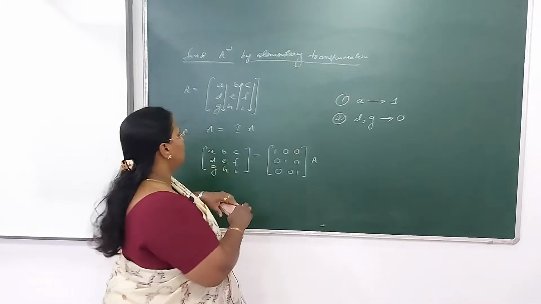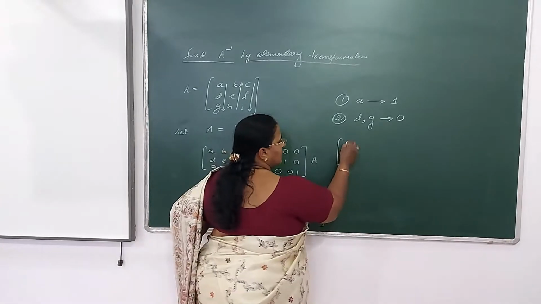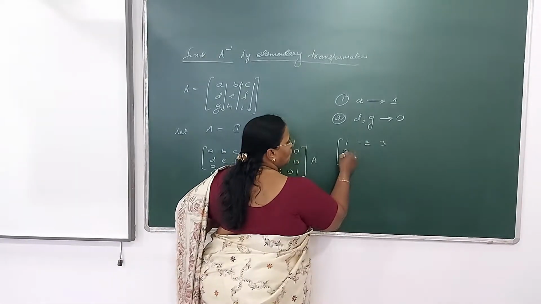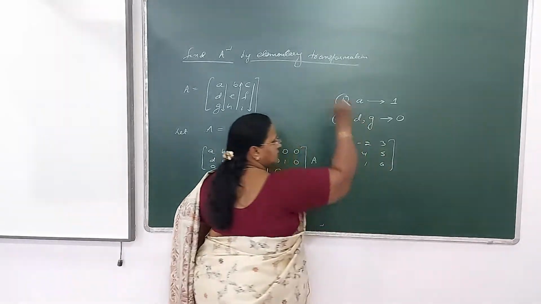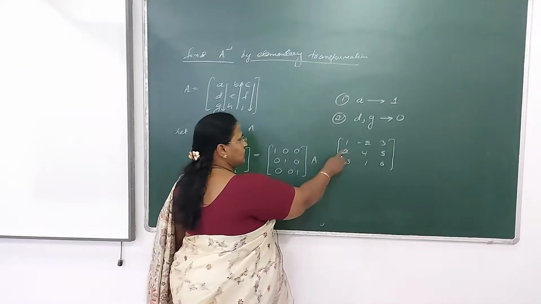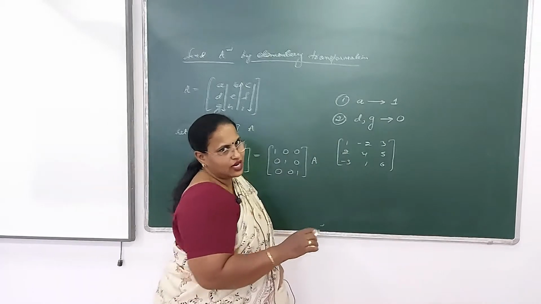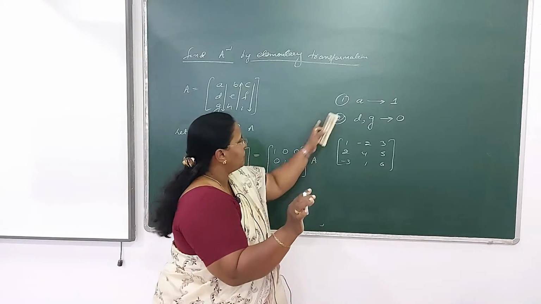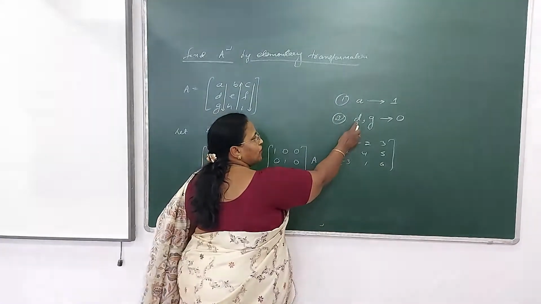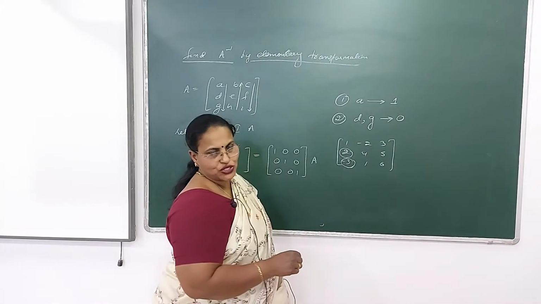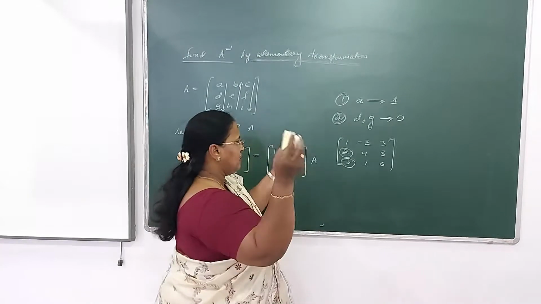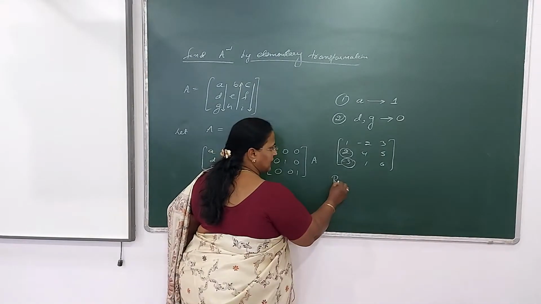Like if suppose you have a matrix like this: 1 minus 2 3, 2 4 5, minus 3 1 6. Now see, the first element is already 1 there. That means the first part is over. The first step is done. Now what will be the second step? To get 0 in these two positions. So it's very easy. See what to do? We will be applying the operation here.